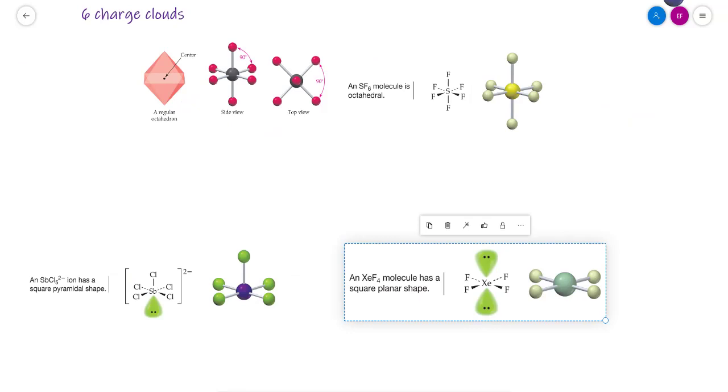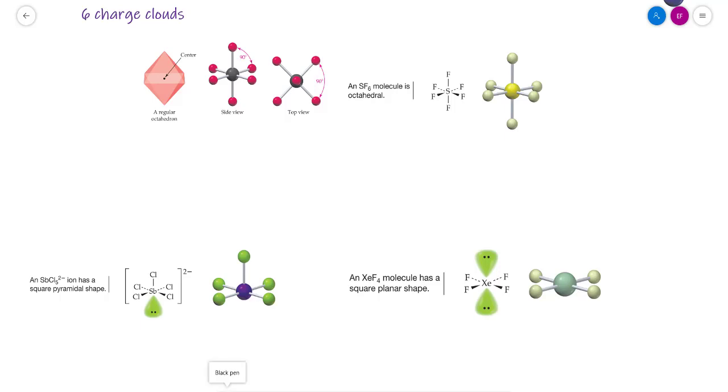Okay, 6 charge clouds here. We've got 3 options, so we're at the end of the rope here. We don't have any more of these to talk about. We've got our A option, which actually encompasses both of these; these are just 2 representations of the same thing. We've got B down here, and we've got C here.